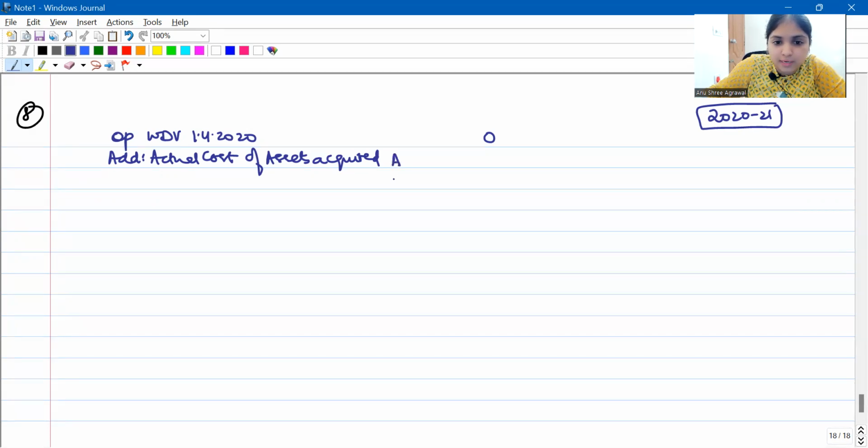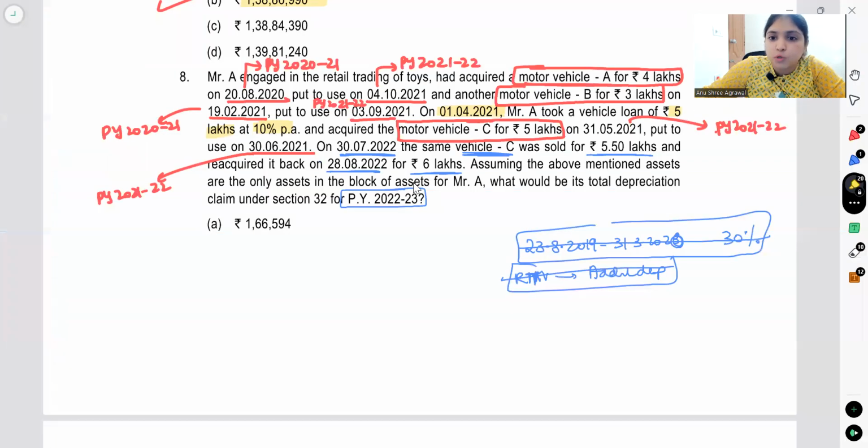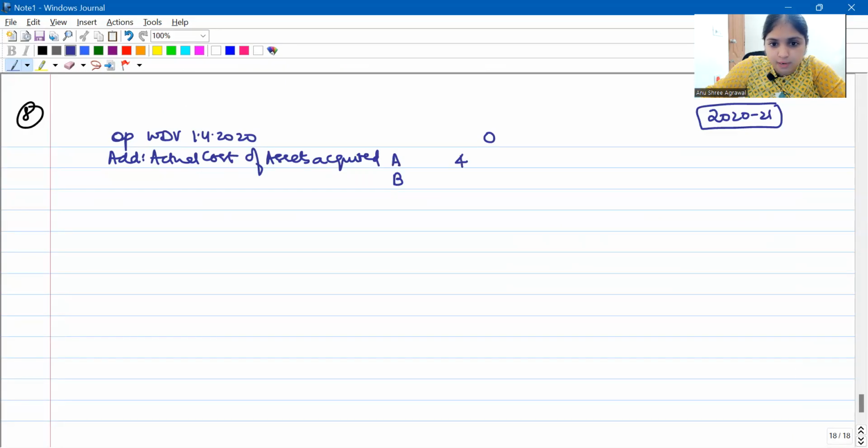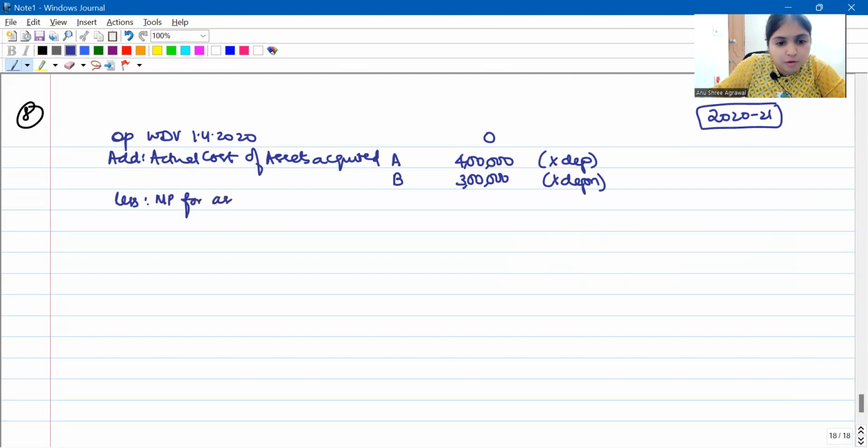I have motor vehicle A, motor vehicle B. Motor vehicle A was acquired for 4 lakhs. Motor vehicle B was acquired for 3 lakhs. Okay, for both of these, I will not calculate any depreciation at all because it was not at all put to use during the current year. Then what do you subtract? You subtract monies payable for assets sold. In 2021, you haven't sold any asset. So what is the closing WDV on 31st March 2021?